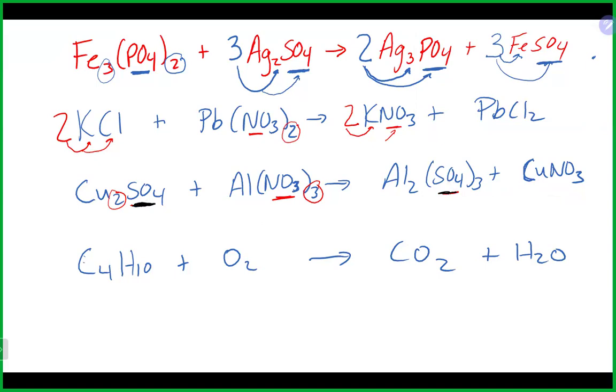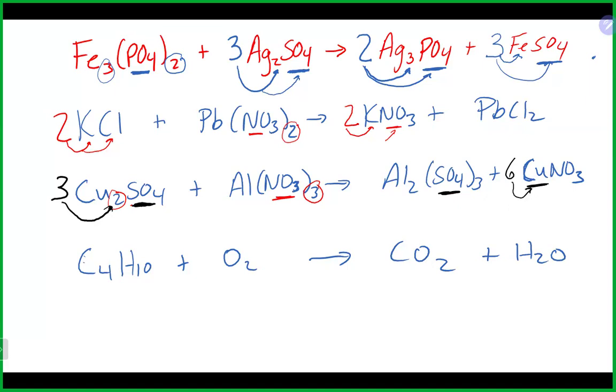I have how many sulfates on the right? So now I want to fix the sulfate on the left by putting a 3, right? That now gives me 3 sulfates. How many coppers is that? That is 6. On the right-hand side, how many coppers do I have? Only 1. So to fix that, I put a 6. So that is 6 coppers.